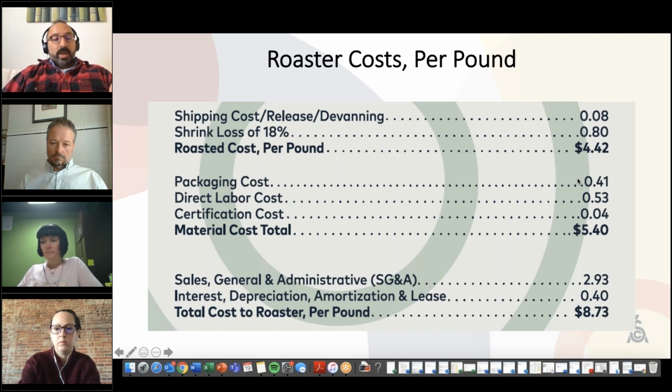Okay, and here we're talking about shipping from the warehouse, often at the port, to the door of the roasting facility or the warehouse that the roaster has near their place. And then the costs associated with releasing that coffee to the roaster and getting it out of the transportation into the warehouse. And in this case, we're looking at about 8 cents of costs there.